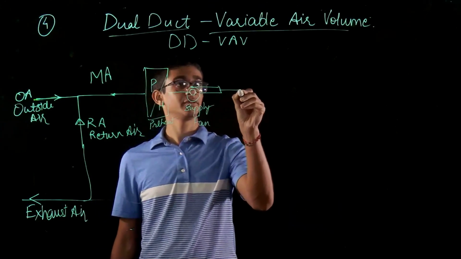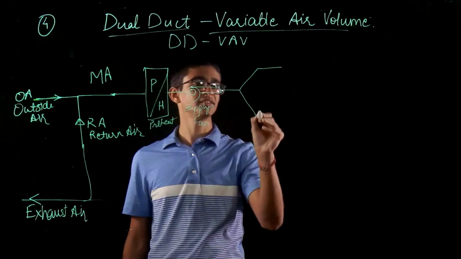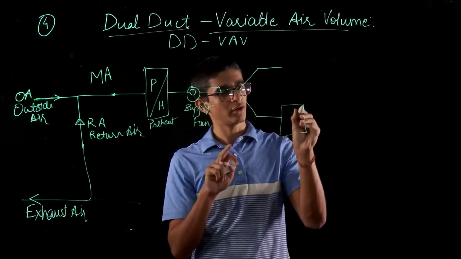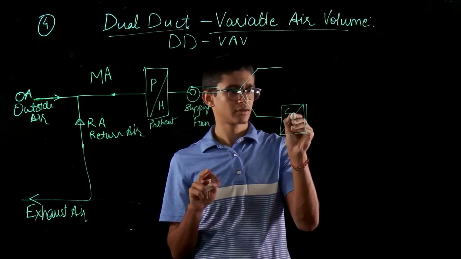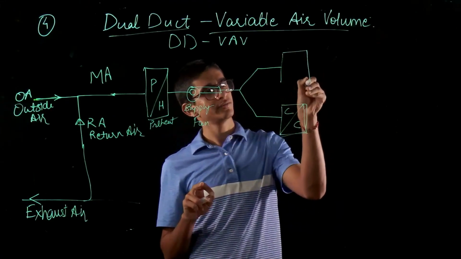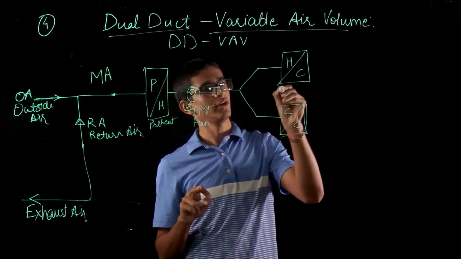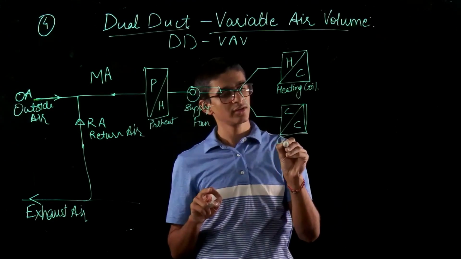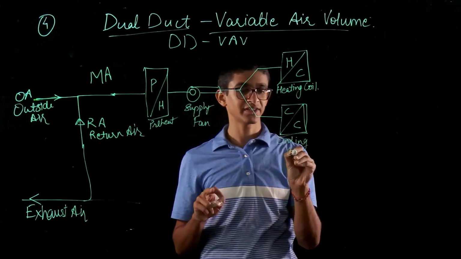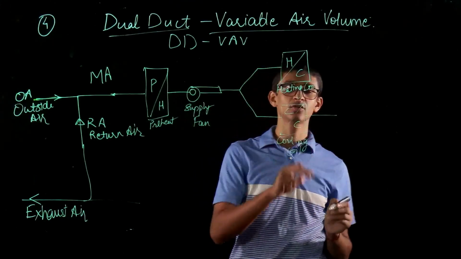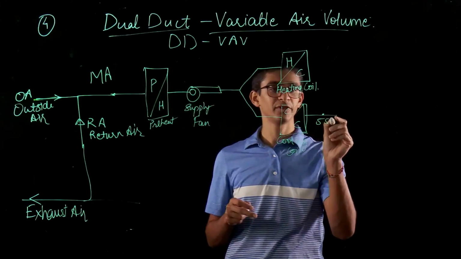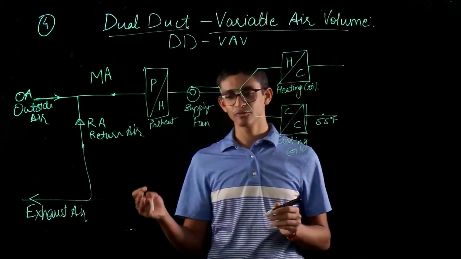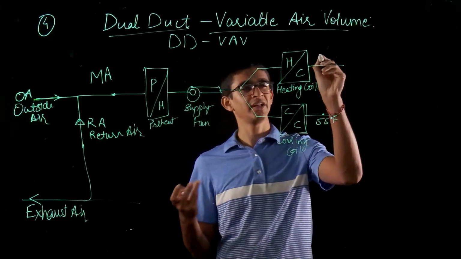The supply fan supplies air to two different ducts, so that's the reason it is called dual duct. And we'll have one of the ducts which will have the cooling coil. The other duct will have the heating coil. Each cooling coil and heating coil will have a set point temperature at which they are working. So usually the cooling coil is working at a 55 Fahrenheit set point, and the heating coil can have different values. So it can range from some 90 Fahrenheit to 120-130 Fahrenheit.